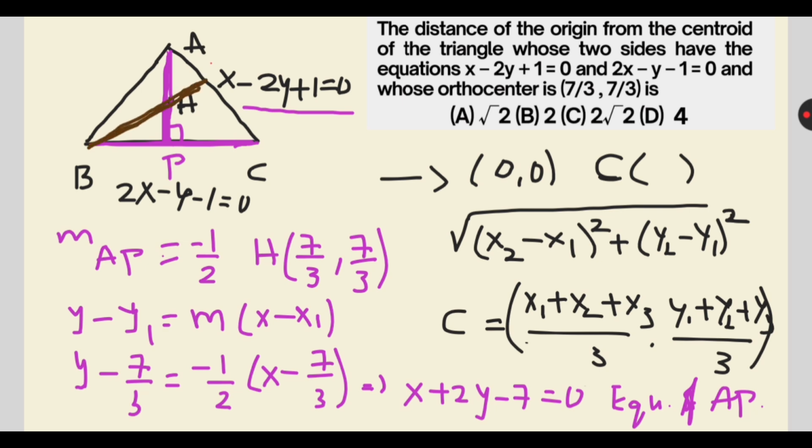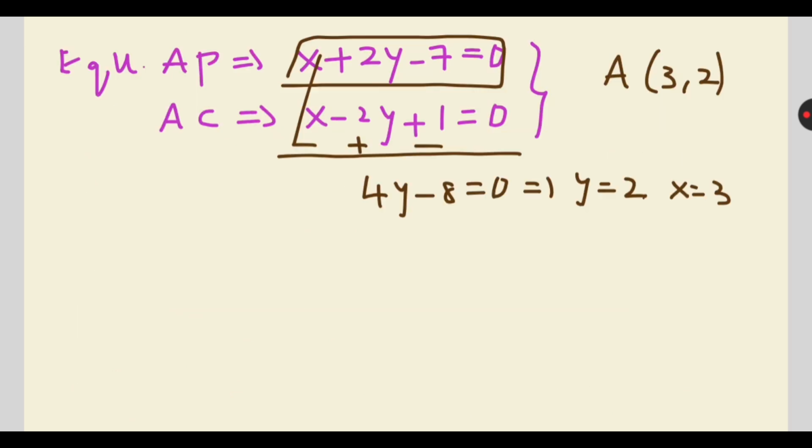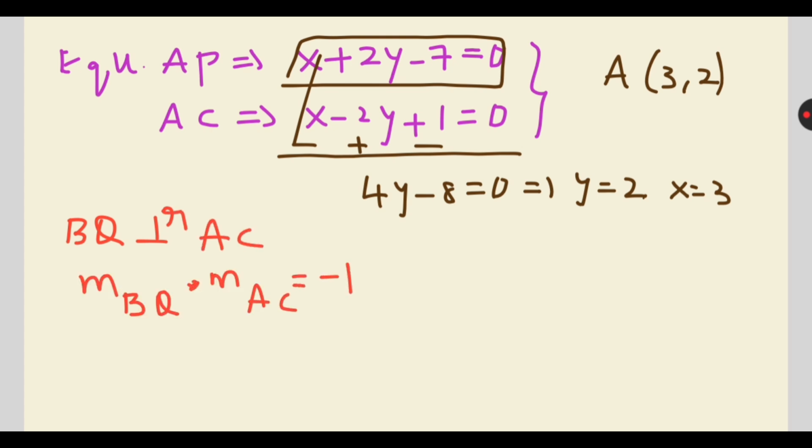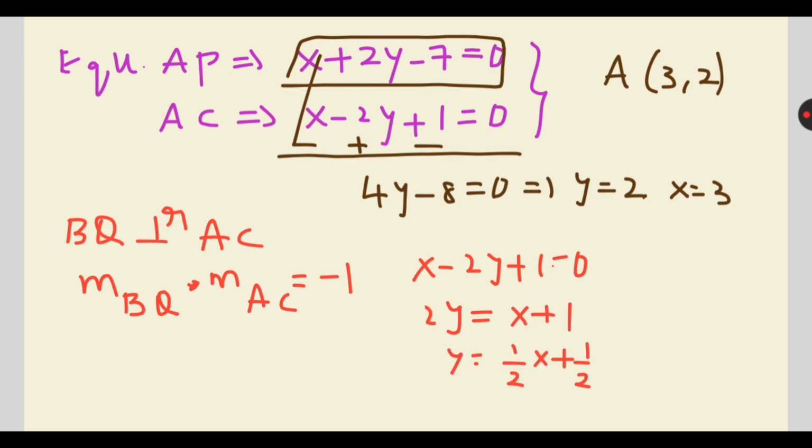Let's name this point as Q. This BQ is perpendicular to AC, isn't it? So BQ is perpendicular to AC. Their product of the slopes is equal to minus 1. And we know the AC equation, which is x minus 2y plus 1 equal to 0. This equation we can convert into the y equal to mx plus c form. So if we convert this, the slope is 1 by 2. If the slope of AC is 1 by 2, then what is the slope of BQ?